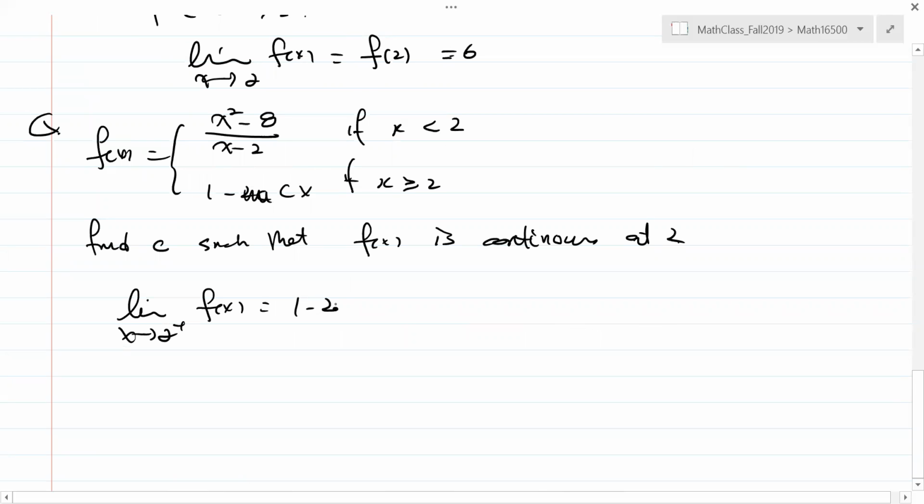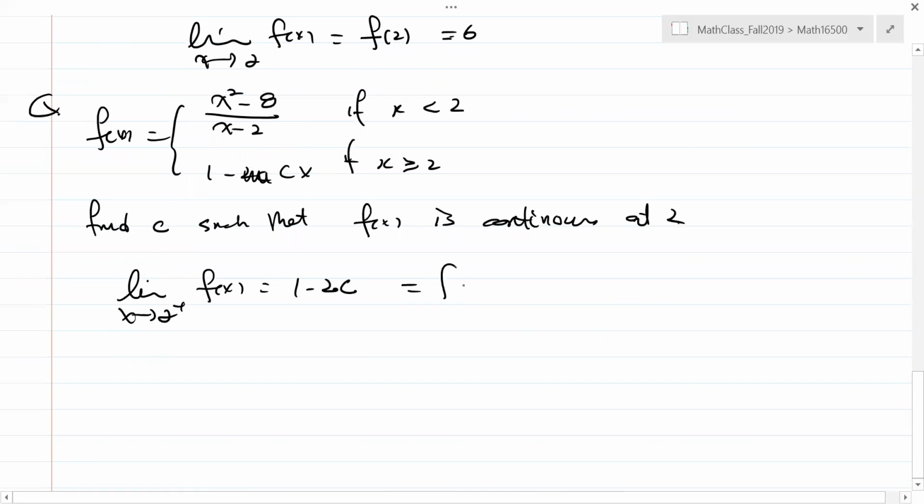Okay, so it's going to be 2c. Okay, no problem. 2c is also equal to the value function. But if you look at x squared minus 8x minus 2, when you plug 2 for x, you see this is going to be x squared minus 8 times 1 over x minus 2.